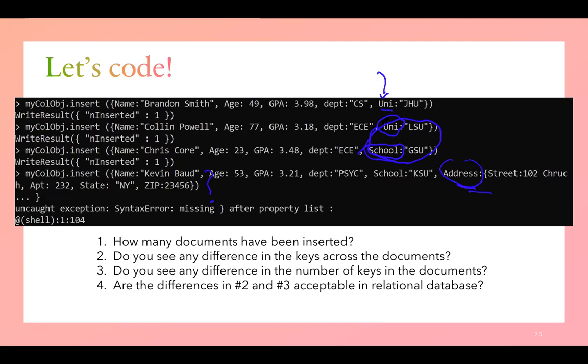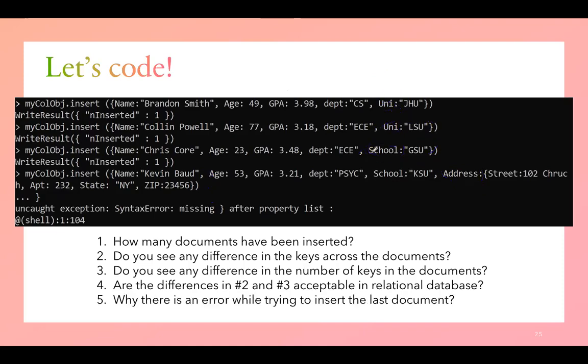But here, if you use something else different than school, that will be represented as a separate column, a new column, right? That's okay. You can put anything else you want. But when you'll be doing the query and you are looking for a specific field in school, then you will be missing these two documents because these documents do not have the school key, right? So that's something to keep in mind. Why is there an error while trying to insert the last document? It says there's a missing curly brace.